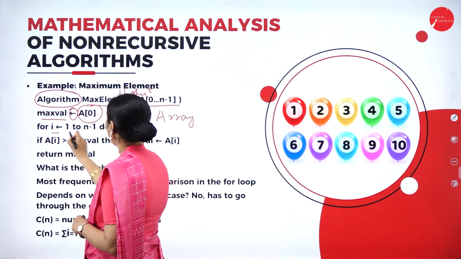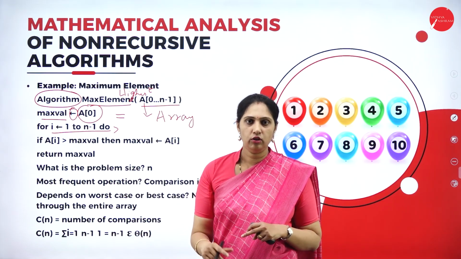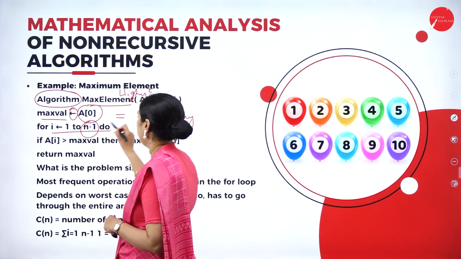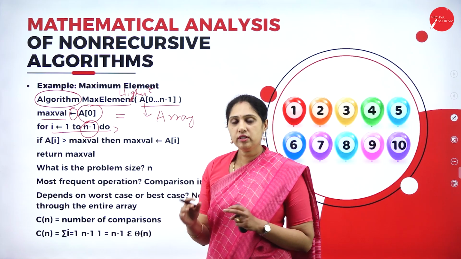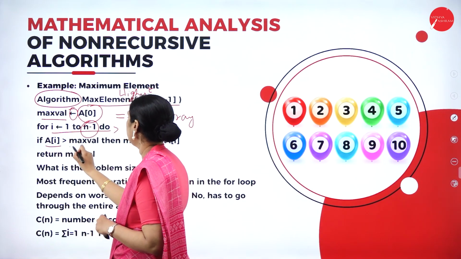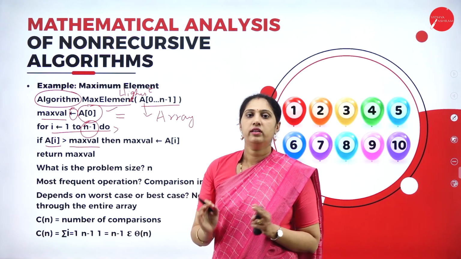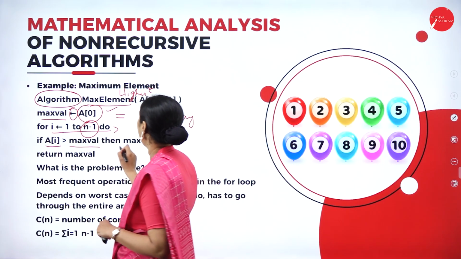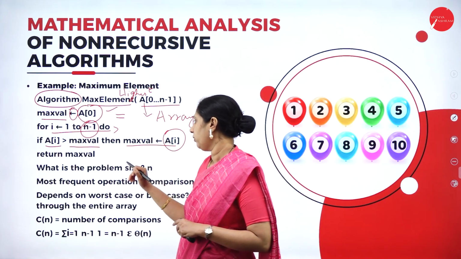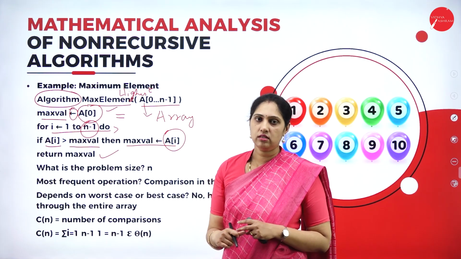Next, for this I have to write a loop. Since there is more than one element, I'll run a loop. Which loop is it? For loop. For I equal to 1 to n minus 1, do. What should I do? I should keep on comparing. Which should I compare? I'll compare my A of I with the max value. What is max value? First element. I'll compare my first element whether it is max value. If it is greater, then the A of I will be highest. I will assign it to max value and return what? The max value.